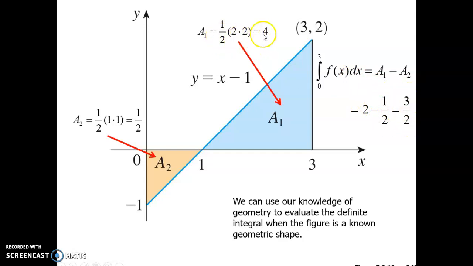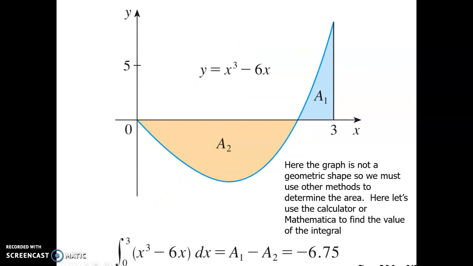I noticed up here I have a typo. This should be 1/2 of 2 times 2, which would be 1/2 of 4, which would be 2. And I have it right over here, but I have it wrong up there. I just noticed that. So our integral would be 2 minus 1/2, or 1.5, or 3/2. So we easily can calculate here that the integral from 0 to 3 would equal 1.5.